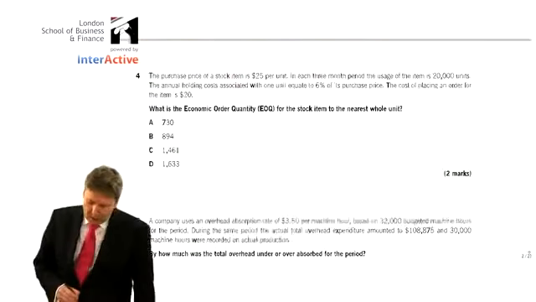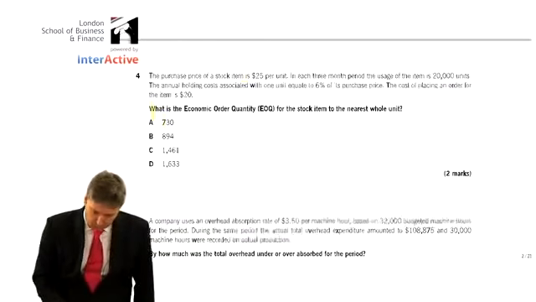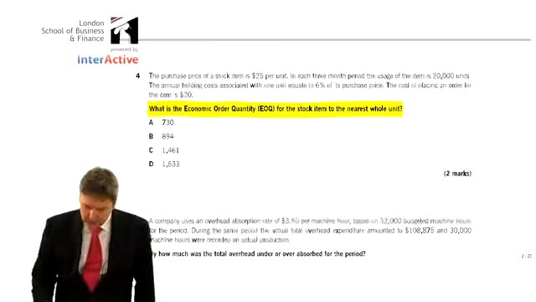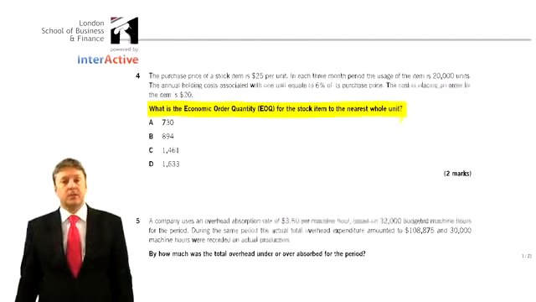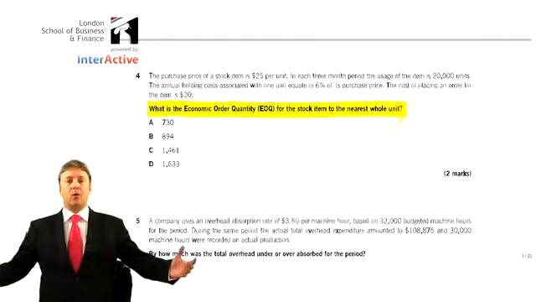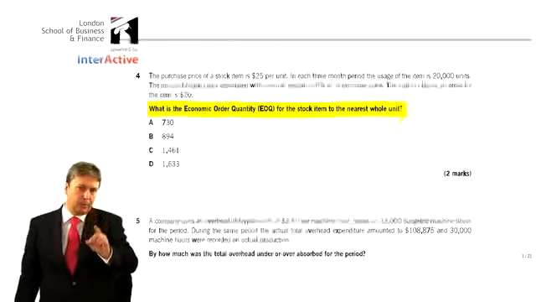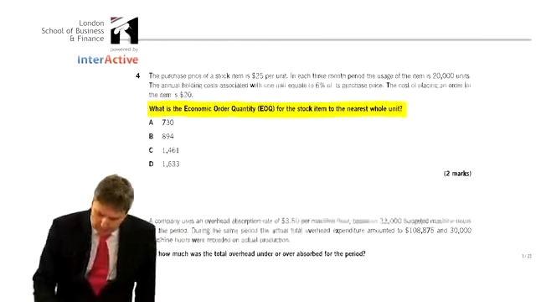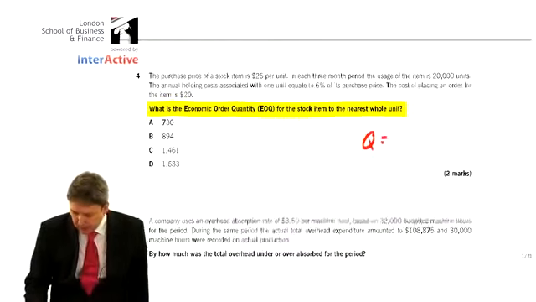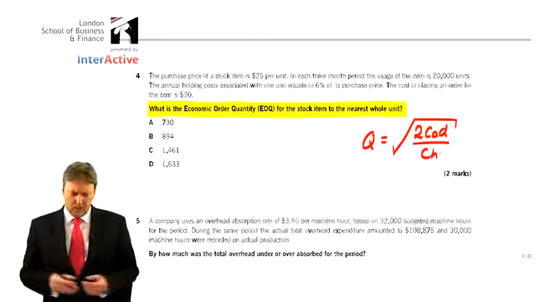Our next question, question 4. What is the economic order quantity for the stock item to the nearest whole unit? Wow! As soon as I see that, I remember that I have a formula in my formula sheet. I'm not going to bother looking at it. The formula is Q equals the square root of 2 CoD over CH, and we'll talk about that in a moment. Fine. Now, this is a 2 marker.